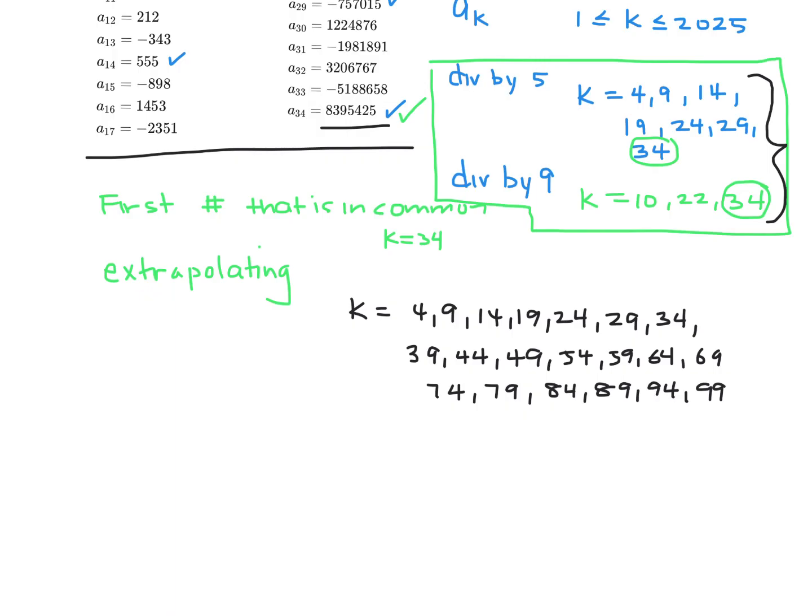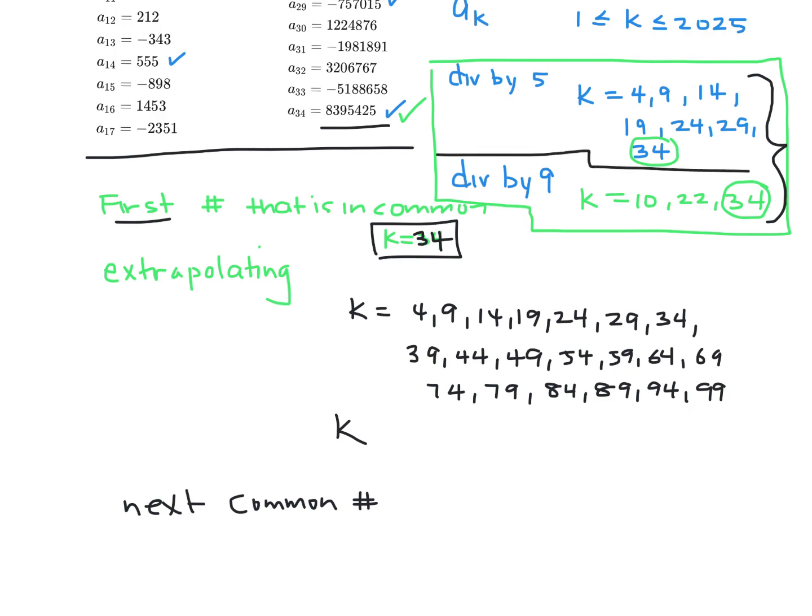Okay, and then what we're trying to find is the next common number. So we got the first common, that was 34, k equal to 34. That was the first common. Then we have to find the next common. Okay, let's do the same thing with this list here.